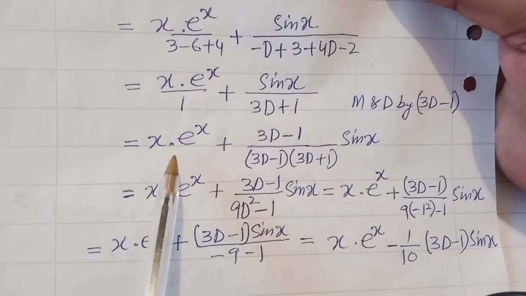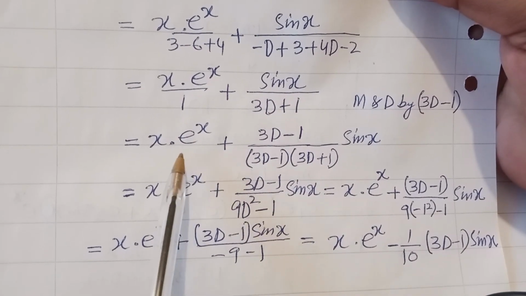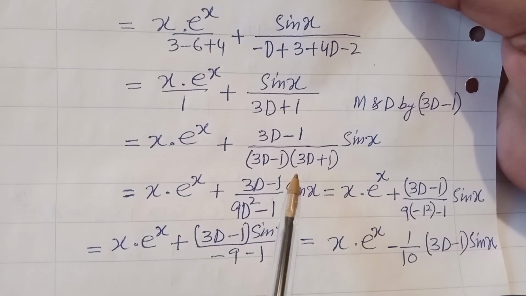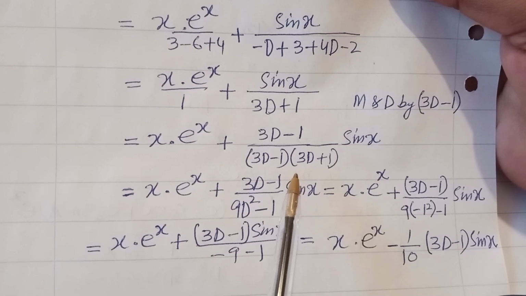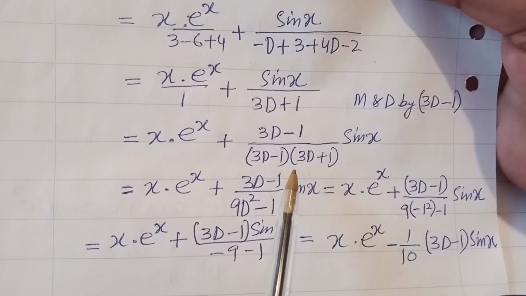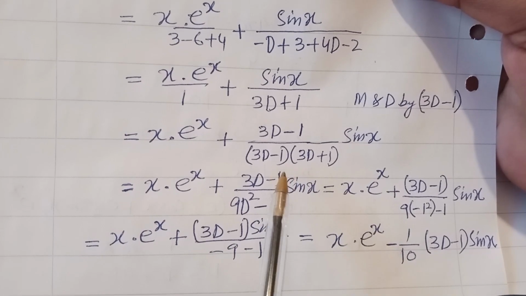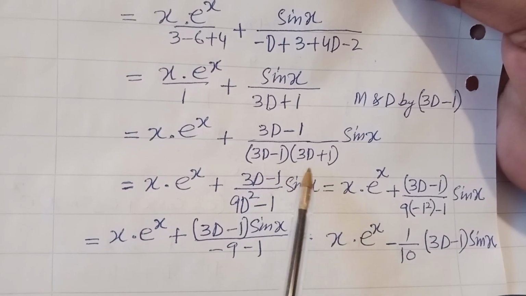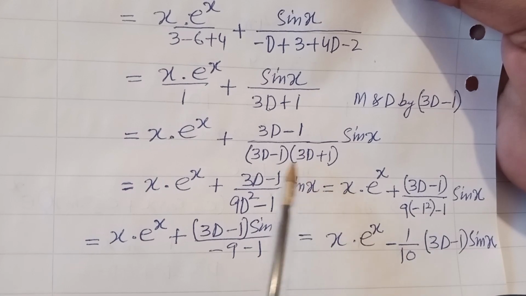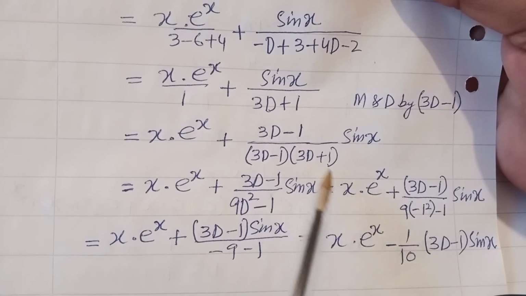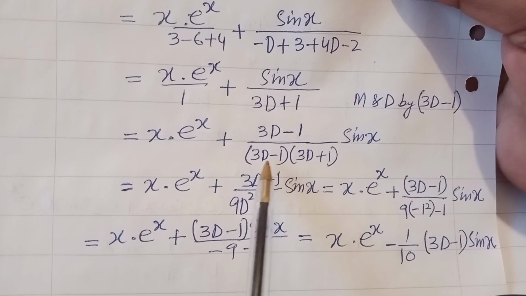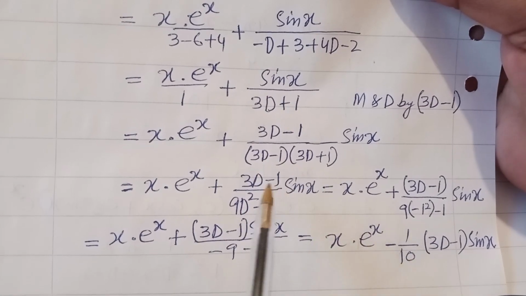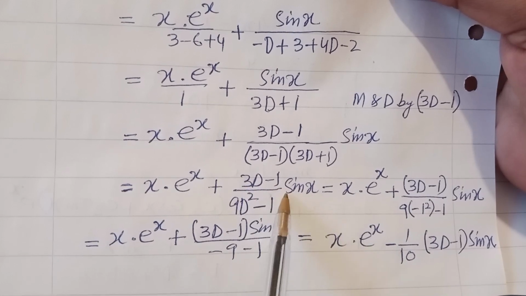We will not do anything with this one, so it will remain the same. But the second term here, we need to obtain the value of d square, so we will multiply and divide by the conjugate. So in the denominator we will have (3d square minus 1) into (3d minus 1)(3d plus 1), according to the difference of two squares, a square minus b square, and the numerator will remain (3d minus 1) into sin x.